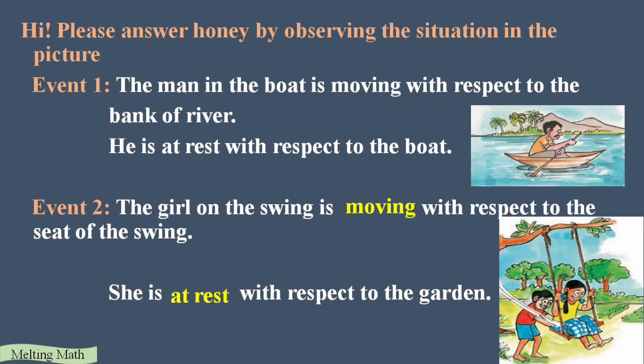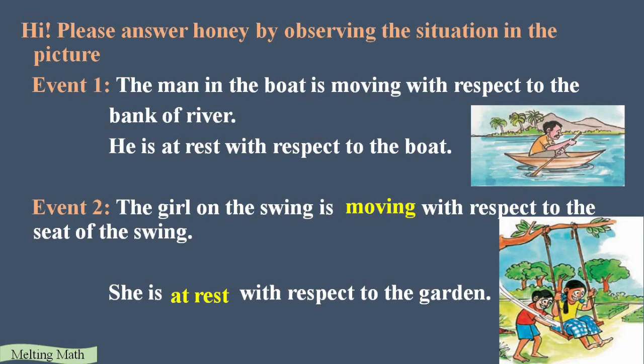Suppose the man is dancing on the boat, then the state of the man with respect to the boat is moving. Now in this picture, he is simply sitting on the boat. That's why we are mentioning here that the man is at rest with respect to the boat. Okay, are you all clear about this?